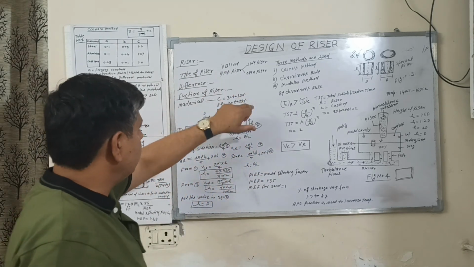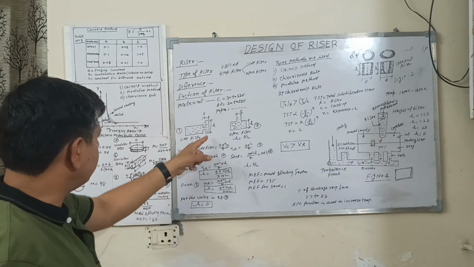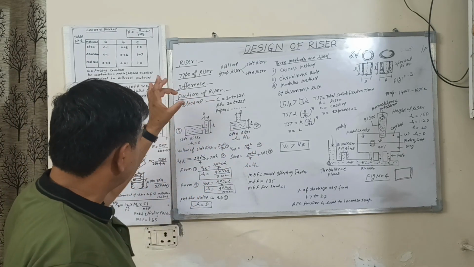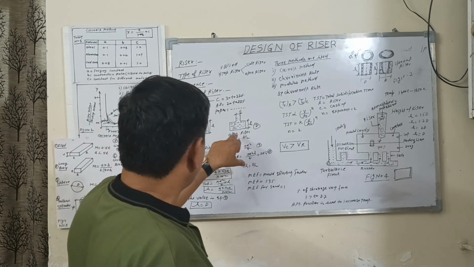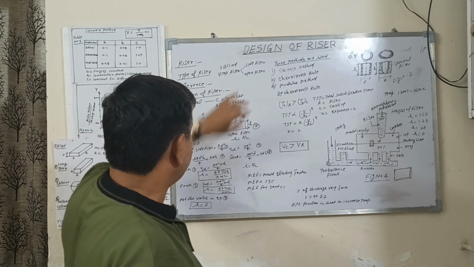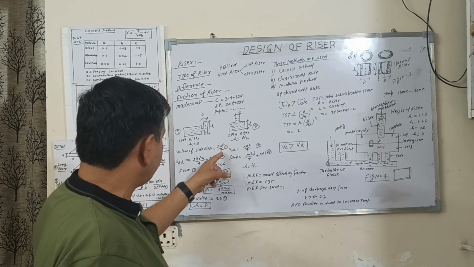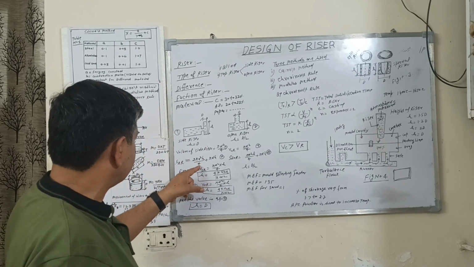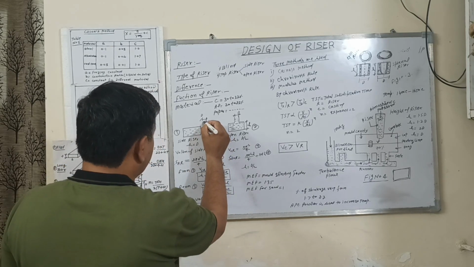The top riser is further classified into side riser and open riser. You can see this figure: this is a side riser, this is an open riser. In the side riser, the height of the riser is equal to the diameter of the riser. In the case of the open riser, the height of the riser is equal to half the diameter. The volume of the side riser is pi d square upon 4 h, and the surface area of the side riser is 2 times pi d square upon 4 plus pi d h. This is a circular portion, and this is also a circular portion.